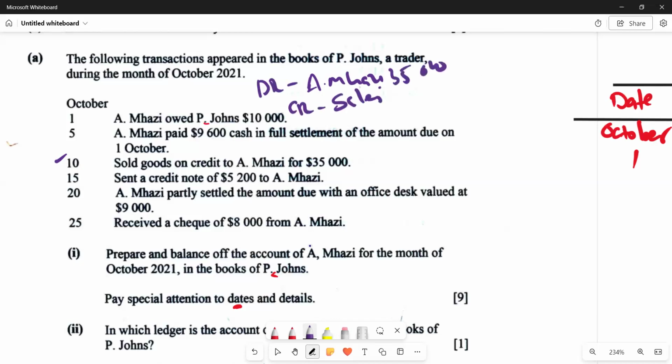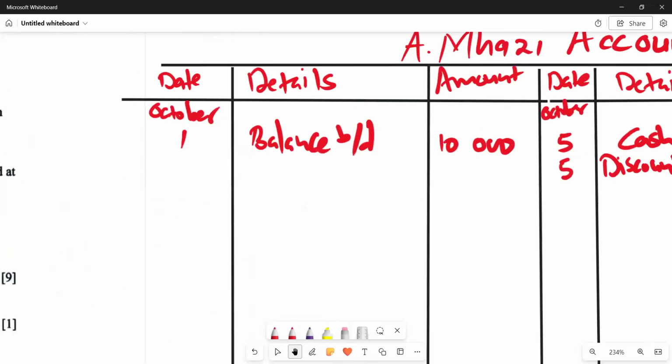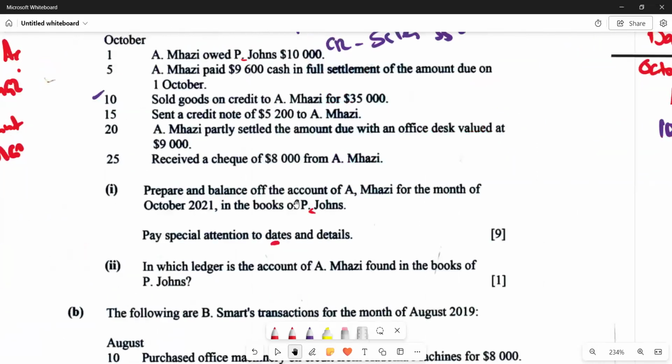As simple as that. So what we are going to do is go to the debit side of the AMAS account, because that's the account in question that we have. The date that we have for this is 10. So on our debit side, we put 10 as our date. We're saying here 10, sales, and the amount that we have is 35,000. That's what we have.